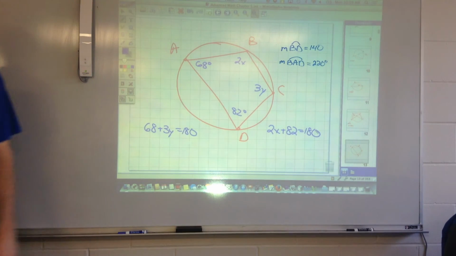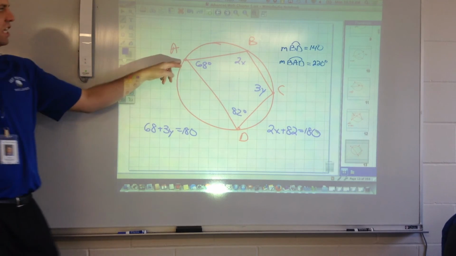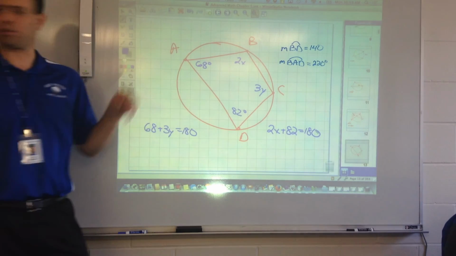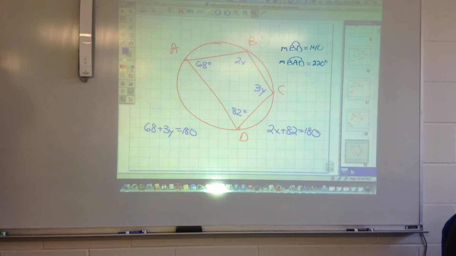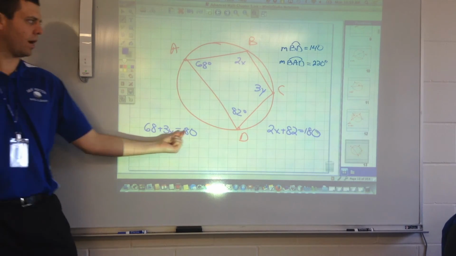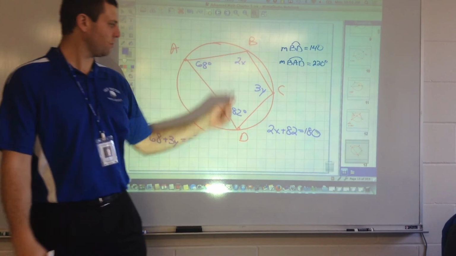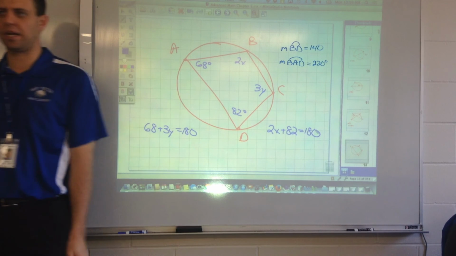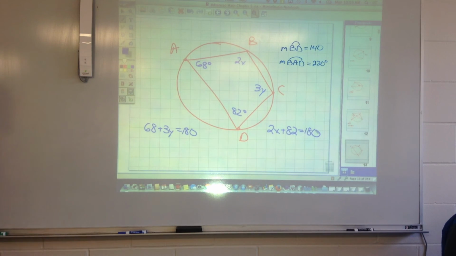Okay? If you have a quadrilateral, a four-sided figure inscribed in a circle like that, opposite angles will always be supplementary. So you know that those have to add up to 180, so write that. 68 plus 3y has to add up to make 180. 2x plus 82 has to add up to make 180. And you'd be able to solve for the variables. Okay? Simple enough? Alright, you're good?